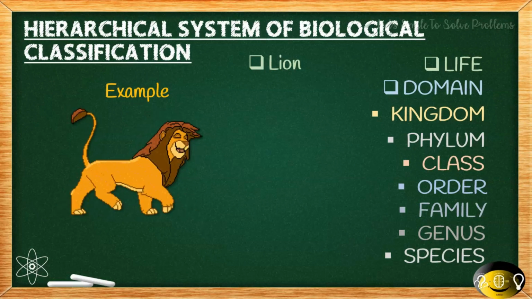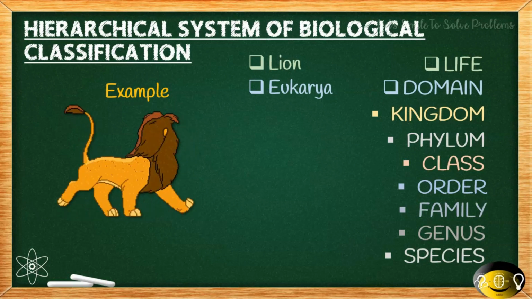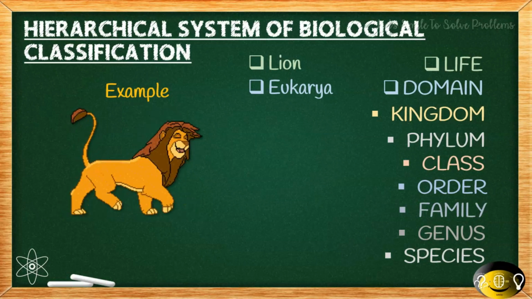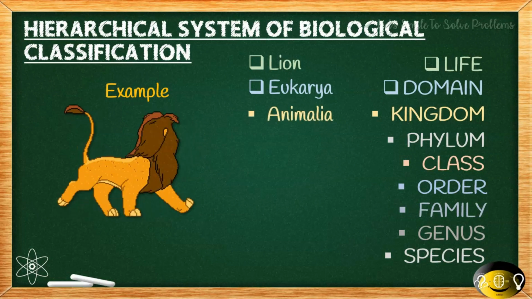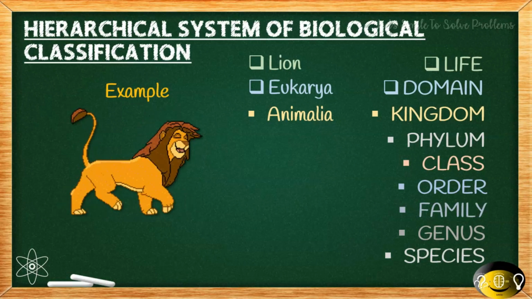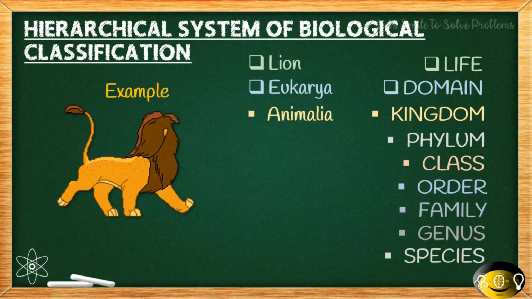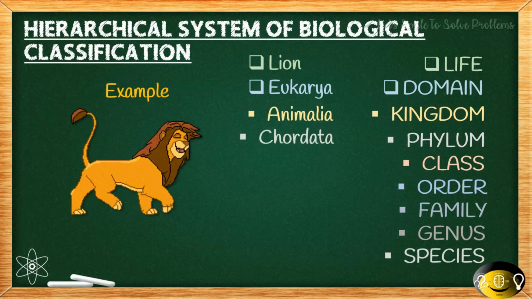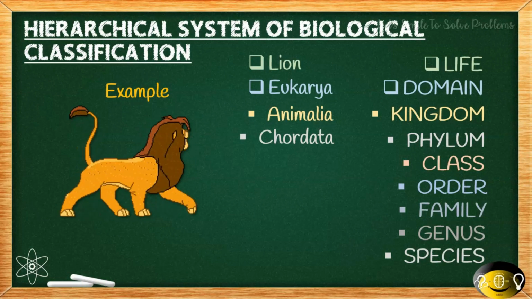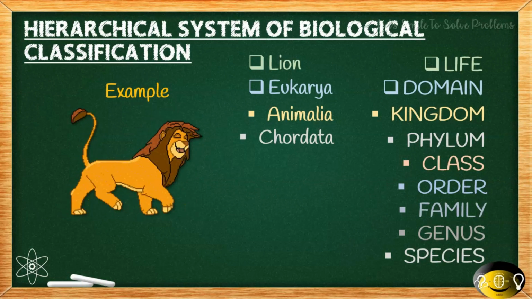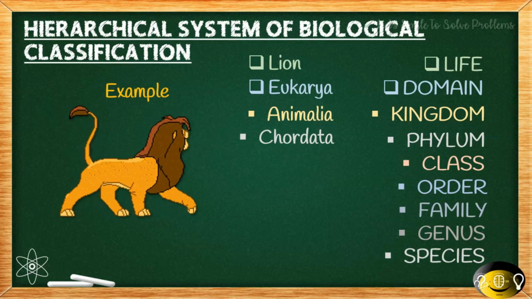The domain: all living things with cells containing a nucleus are in this group, which is known as Eukarya. Eukarya, okay? The kingdom is Animalia. So lions belong to the animal kingdom, which includes multicellular organisms that consume other organisms for energy. Clear enough? Phylum is Chordata. Lions are a part of this Chordata phylum, categorized by having a notochord. That means a flexible rod supporting the body, the spine, if we say, at some stage in their development.